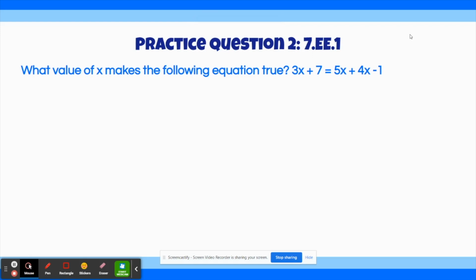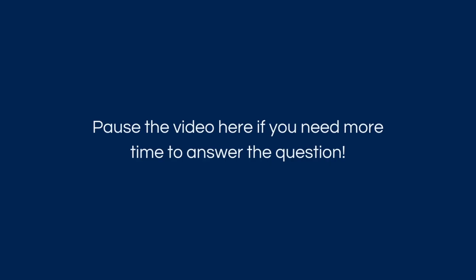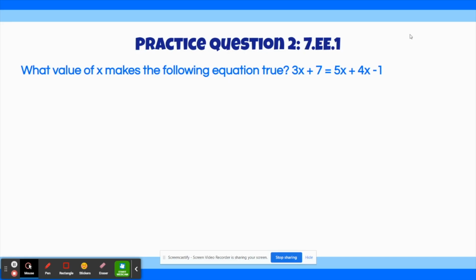Okay, practice question number 2 says, what value of x makes the following equation true? And the equation is 3x plus 7 equals 5x plus 4x minus 1. So you can pause the video and solve the question on your own, and when you're ready to see the answer, you can play the video again. Okay, the correct answer to this question is 4 over 3.